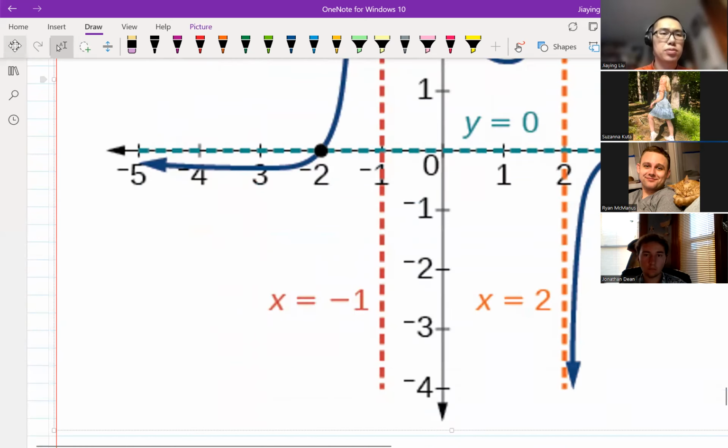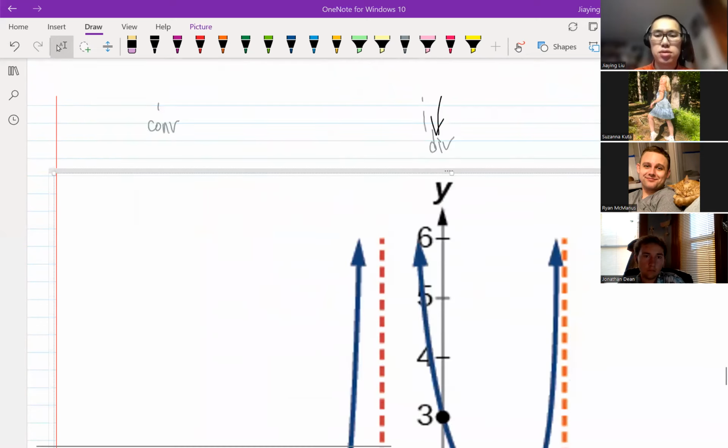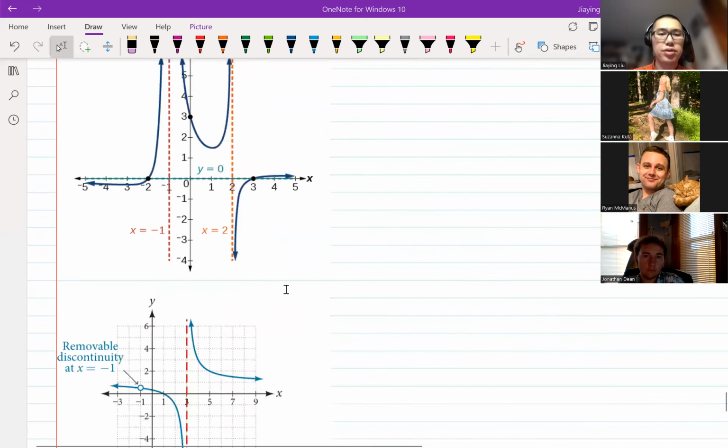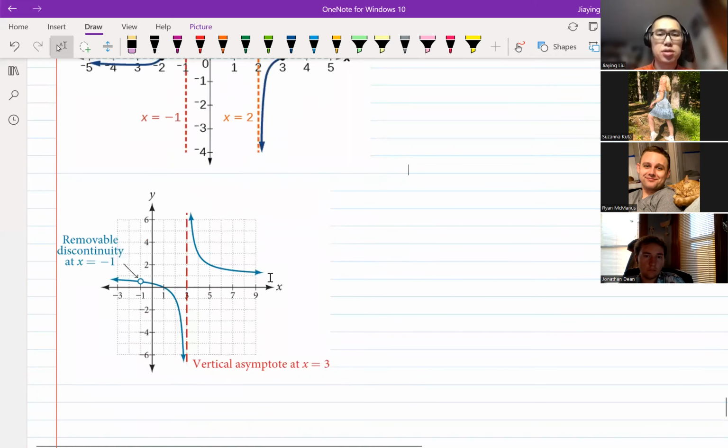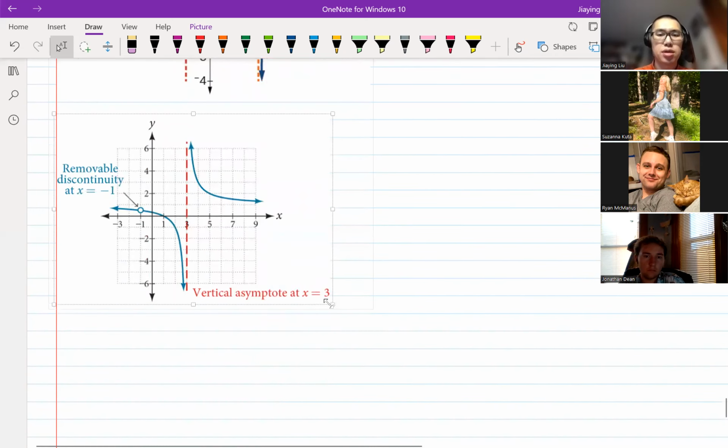Oops. All right. My computer is acting a little bit funny when I try to resize this. There we go.